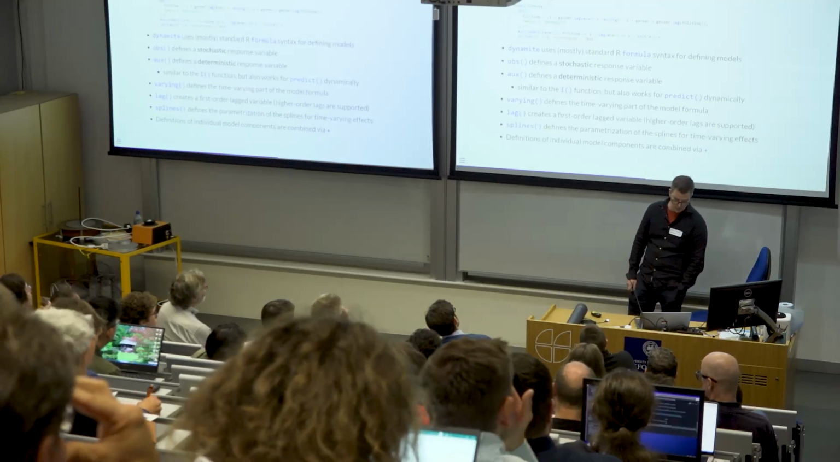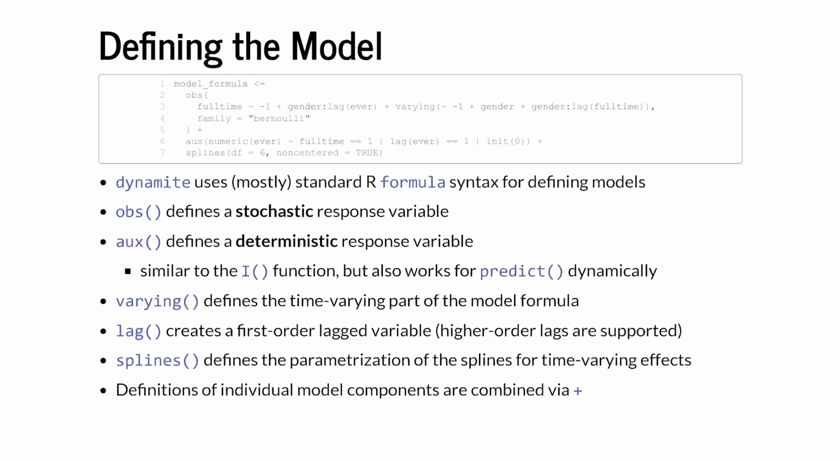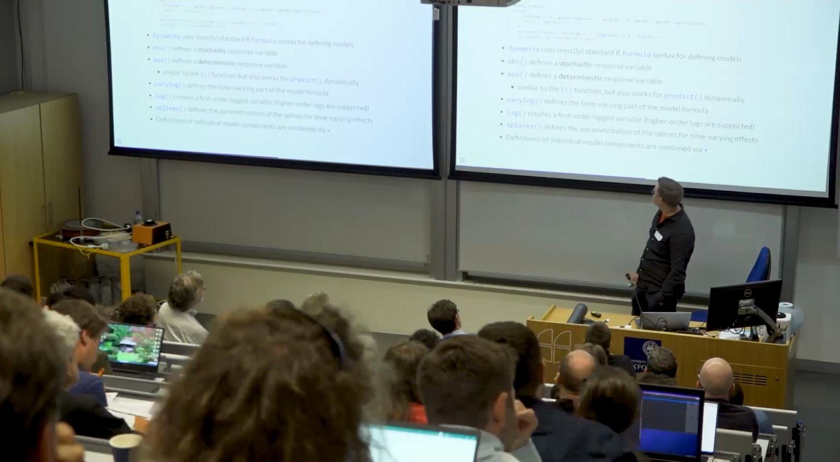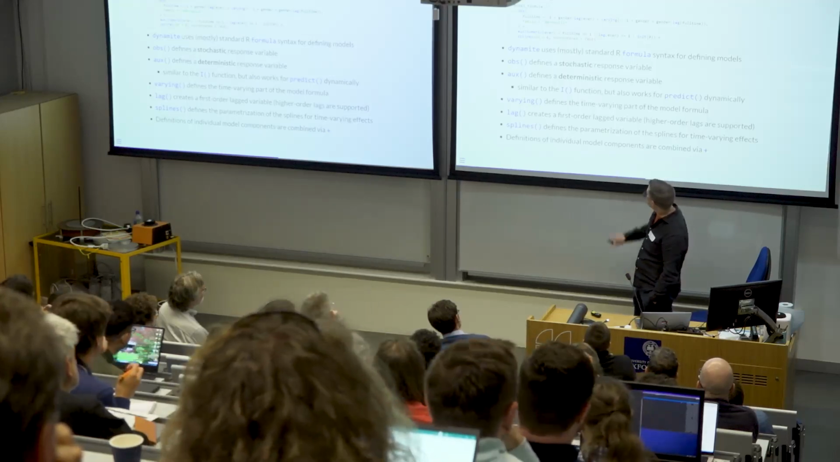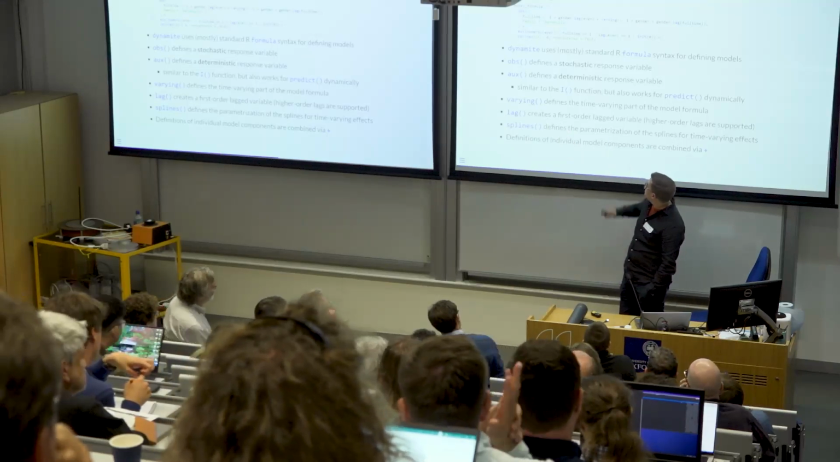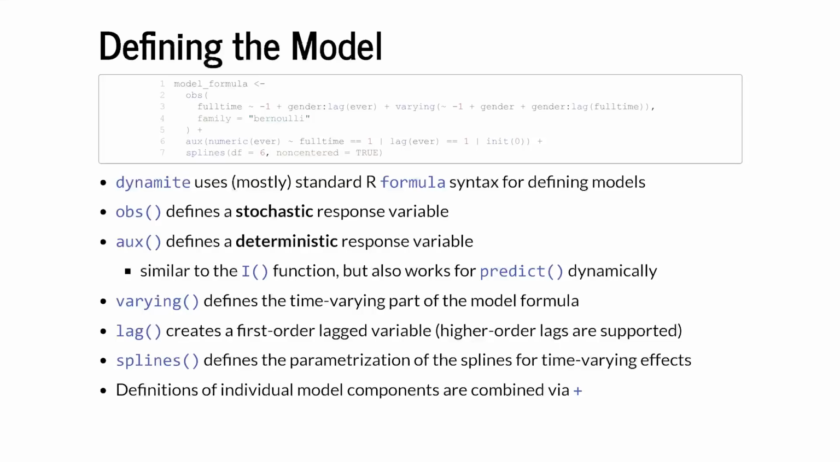And how would you model such data or graph in this dynamite package? It's quite small, but anyway, it's relatively normal R formula syntax. So we have these obs functions, which define these stochastic response variables, here the full-time employment, and then we have the aux, which defines these auxiliary, deterministic response variables. And why do we do it like this instead of just pre-computing the work history and putting it in as a covariate? It's because in order to make these dynamic predictions, this way we automatically update this variable during the predictions.